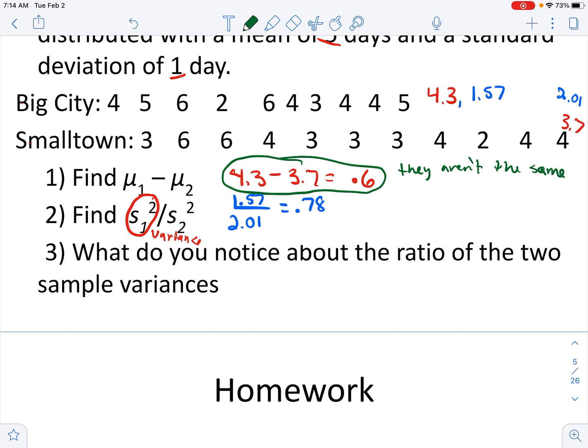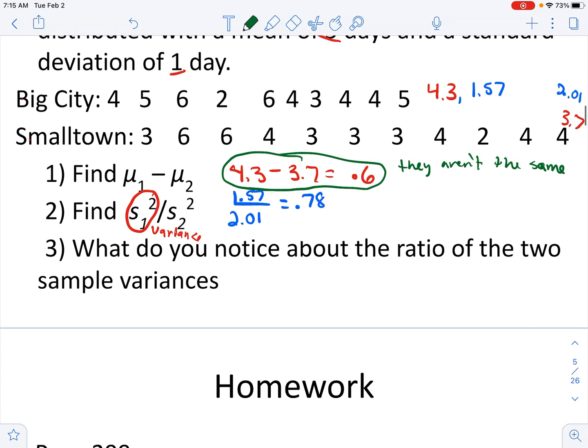Now, why aren't they the same? It could be because in big city they take longer on their trials. Big city has more trials because they have more people. The population's bigger. So it takes longer to get through the trials because they have far more trials. Something like that. We look at the variance again. Are these variances the same? No, not the same. So again, the variances aren't the same.